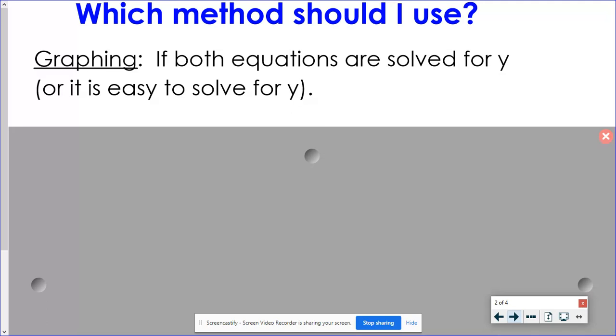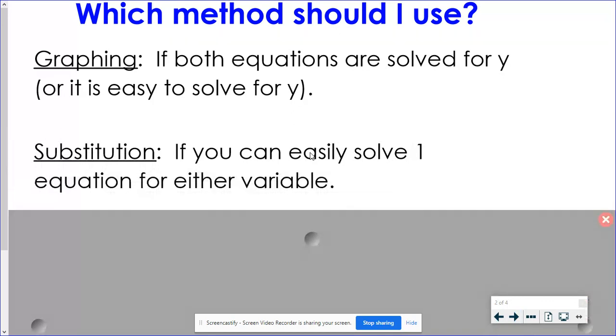We started solving with graphing. And remember, graphing is really nice if you already have slope-intercept form, if the y is already all by itself, or if it's really easy to get the y by itself, especially if you have smaller numbers that would easily be able to be graphed. If you've got a y-intercept that would be, let's say, in the 30s, you probably don't want to try to graph that. But if you have a y-intercept of 3, that would be an easy one to graph.